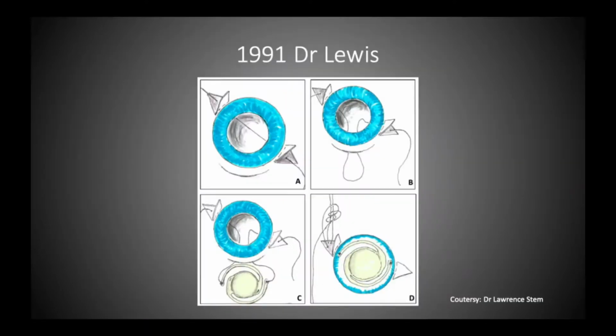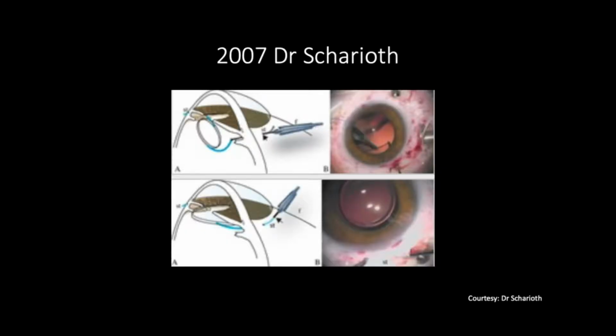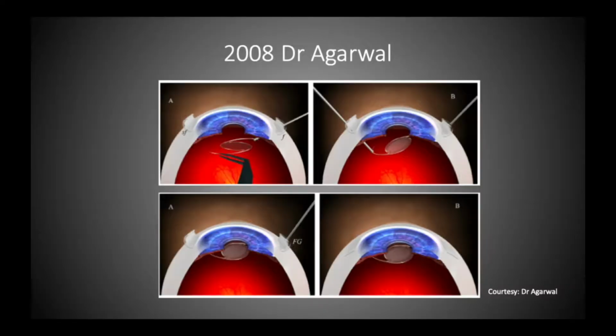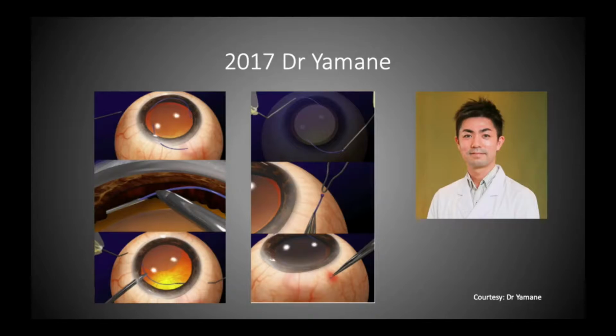In 1991, Dr. Lewis proposed the sclera fixation technique with the sclera flaps and ab-externo suture. In 2007, Dr. Scharioth first described the sutureless intrascleral fixation of the intraocular lens. In 2008, Dr. Agarwal introduced the usage of fibrin glue application to the sclera flap for sclera fixated intraocular lens. In 2017, Dr. Yamane published a sutureless transconjunctival intrascleral fixation technique with the elegant double needle technique.